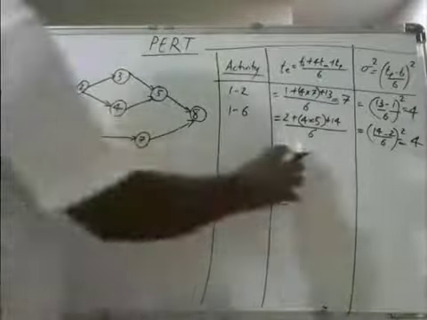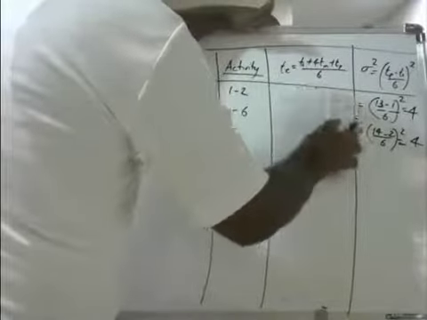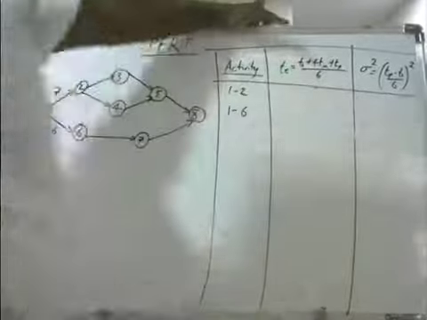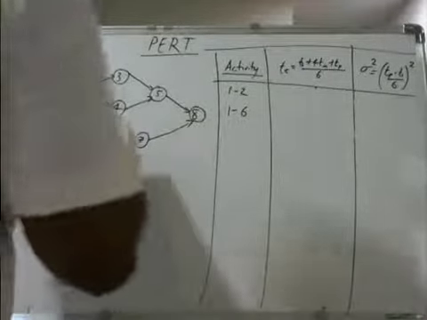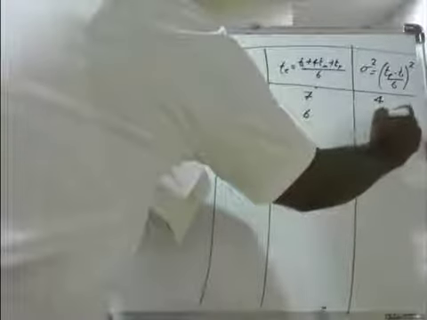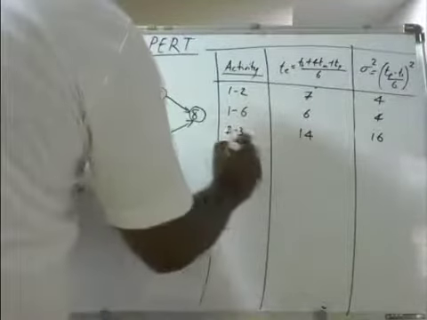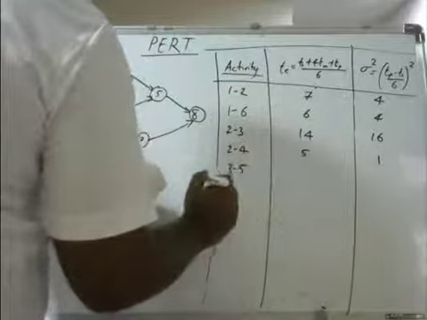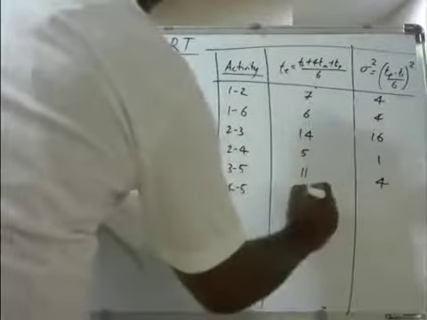So in this way, you will calculate the sigma square. Now I will write directly what time estimates and variances you will get for each activity. For 1 to 2, it is 7 and 4. For 1 to 6, you are getting 6 and 4. For 2 to 3, you are getting 14 and 16. From 2 to 4, it is 5 and 1. From 3 to 5, it is 11 and 4. From 4 to 5, it is 7 and 4.